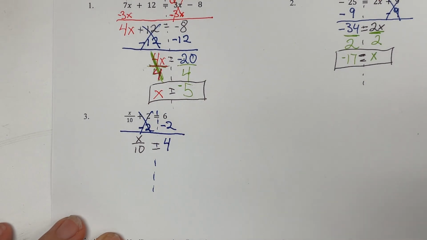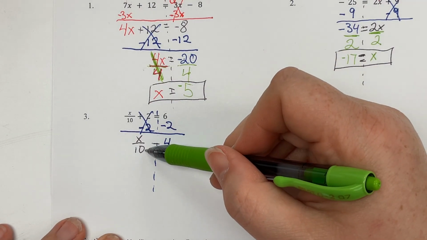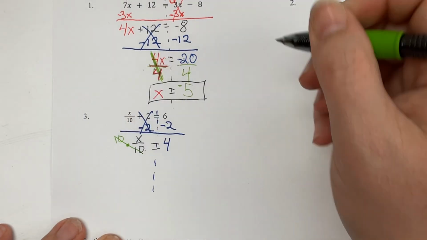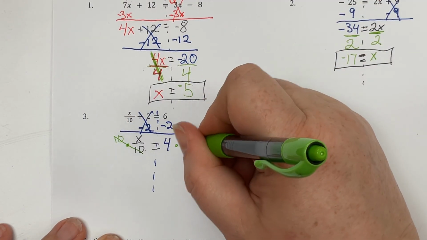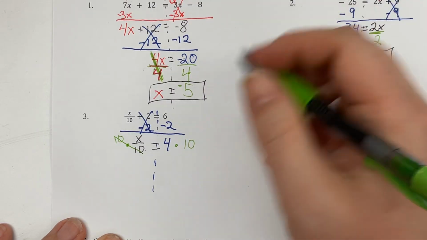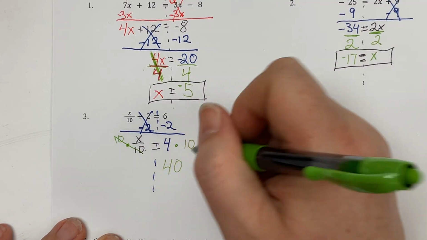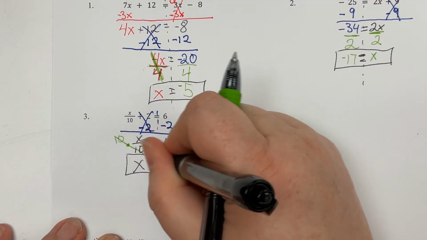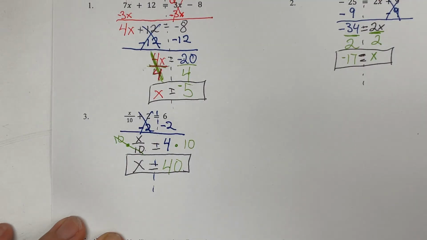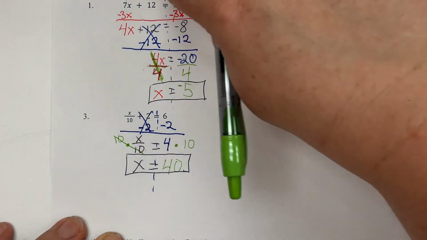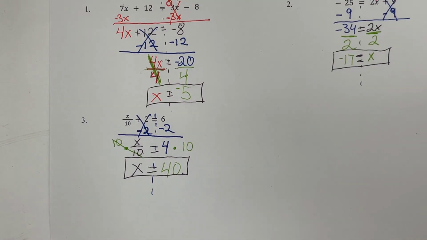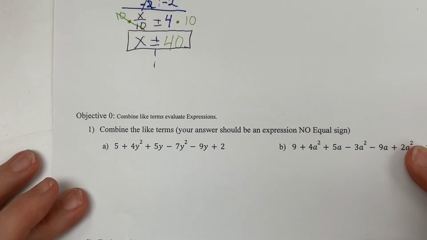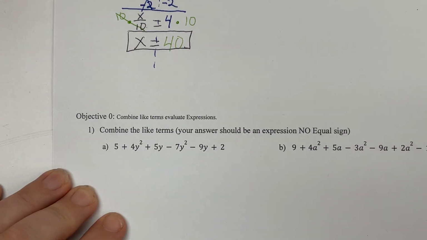Okay? What's the opposite of divide by 10? Multiply by 10. These guys cross out. Multiply by 10. 4 times 10 is 40 equals x. There we go. Hey, we are all done with objective 1. All right, let's move on to objective 0. And then we'll be done with the whole test.